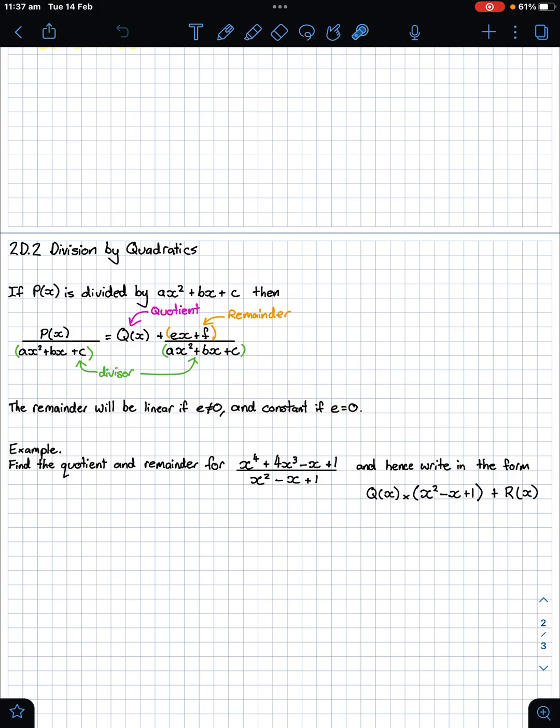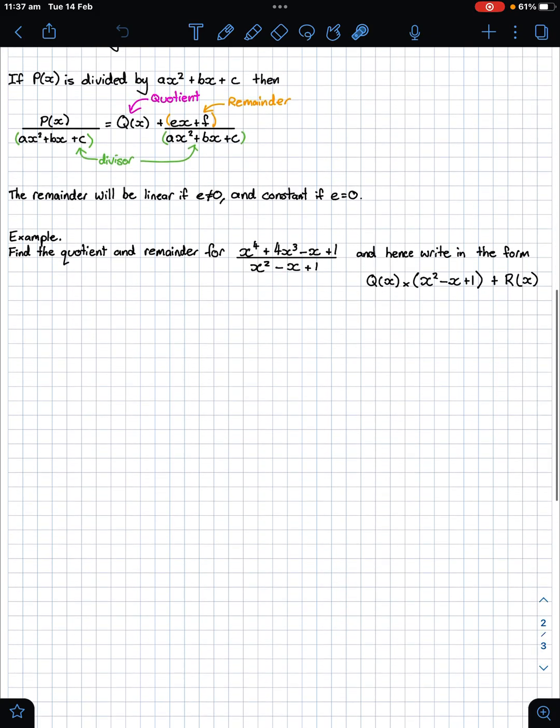So let's look at one of these examples here. We've got, for example, find the quotient and remainder for x to the power of 4 plus 4x cubed minus x plus 1 all over x squared minus x plus 1, and hence write in the form q(x) times, now rather than putting the divisor there, I've put it in its form, x squared minus x plus 1, and then plus the remainder. So let's get started here.